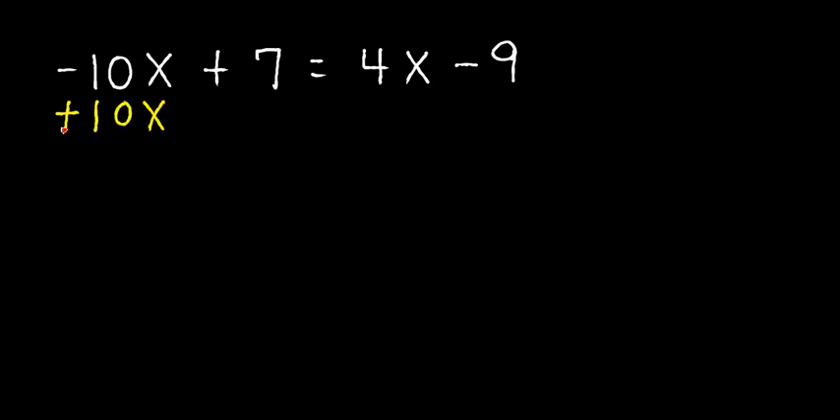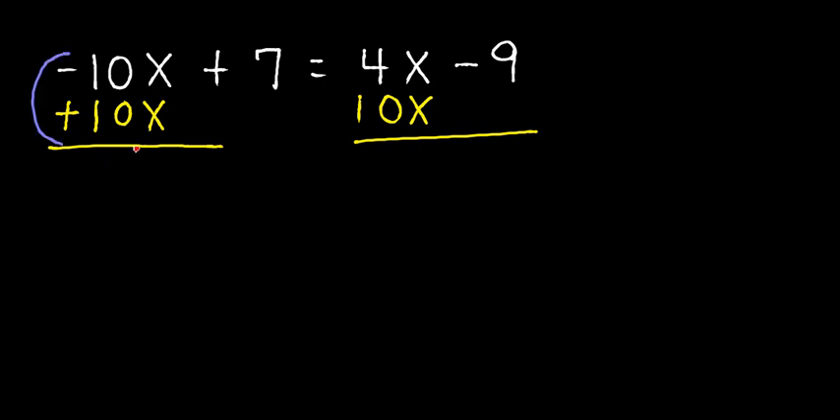I'm going to go ahead and add 10x to both sides. That way I'll cancel off this one. Negative 10x plus 10x, of course, is 0, so I don't need to write anything. But I'm going to bring down my 7. And that equals 4x plus 10x.